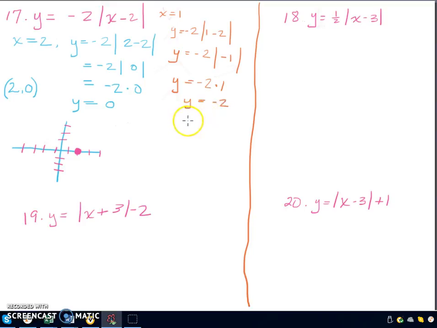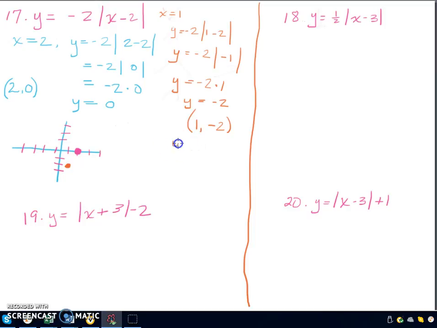So this coordinate pair is going to be when x is 1, y is negative 2. So when x is 1, y is negative 2. Okay? So now let's try when x is 3.